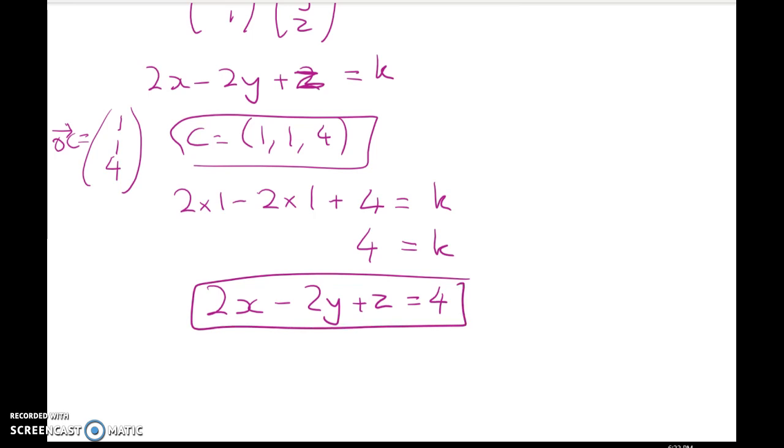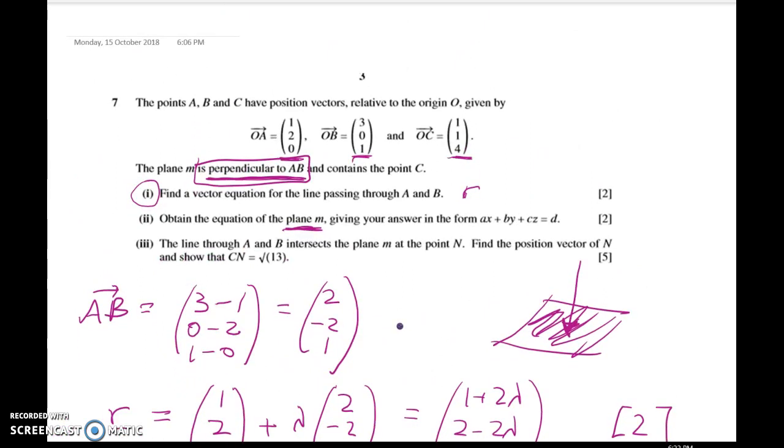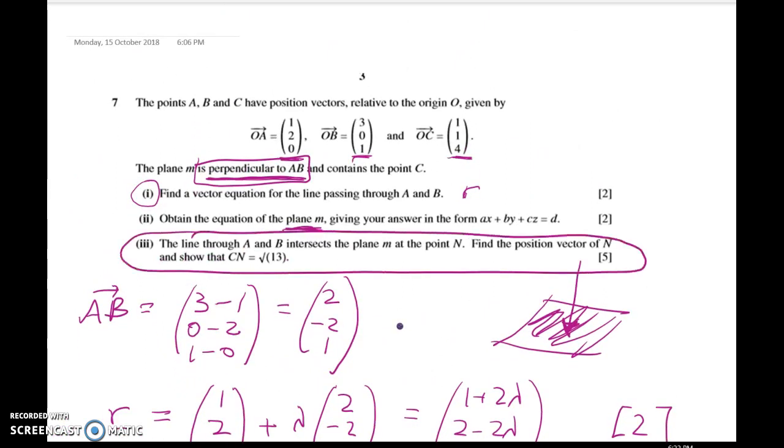Now the last thing we have to do is to figure out where the line and the plane intersect. I'm going to go swooping back up to the question. Sorry about the bad noise coming. There we go. Right, so we have to find the position vector where the line and the plane intersect, and then show that from point C to that place is root 13 units long.